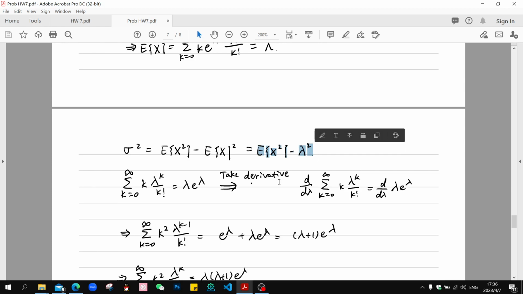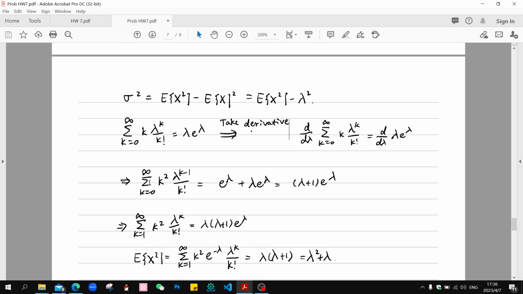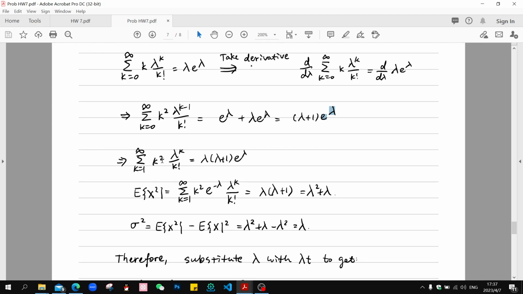That is this expression. And we have to find the expectation of x squared. To find this, we can take the derivative again on both sides of this equation, and we get that the sum of k squared times this is, I'm sorry, lambda plus 1 times e to the power of lambda. And then we can multiply by lambda on both sides, and we get that the expectation of x squared is the expression. We take the e to the power of lambda back to the left side, and we get this.